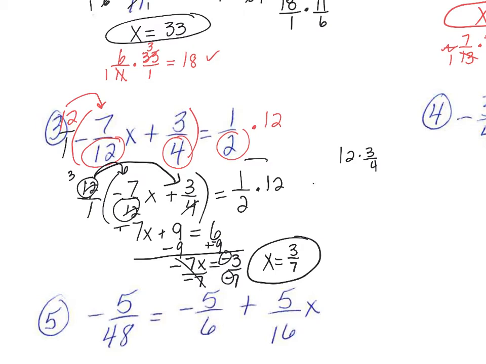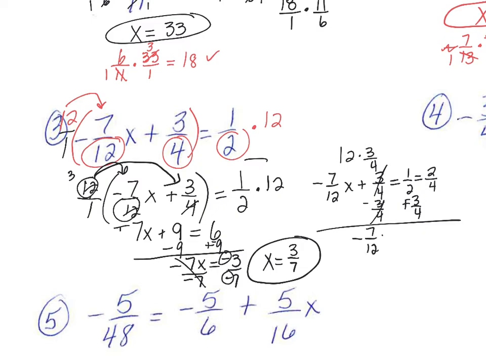Okay, so if you were here, negative 7 over 12 x plus 3/4 equals 1/2. I'm going to show you the other way. Well, we subtract 3/4 on both sides. Right? These cancel. Keep change opposite. Common denominator is? So this is 2/4. So negative 7 over 12 x equals negative 1/4, right?